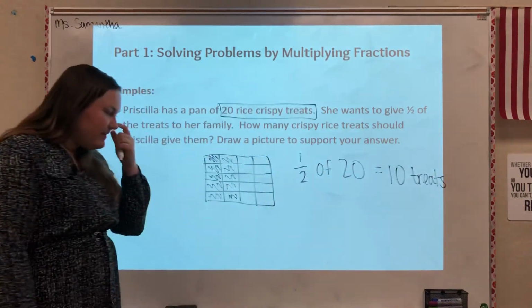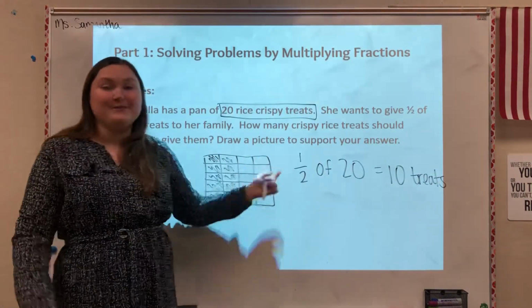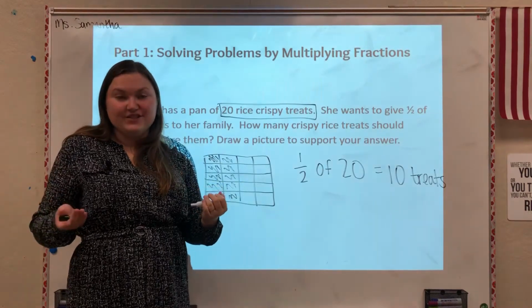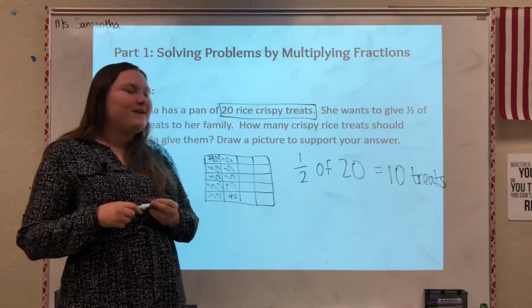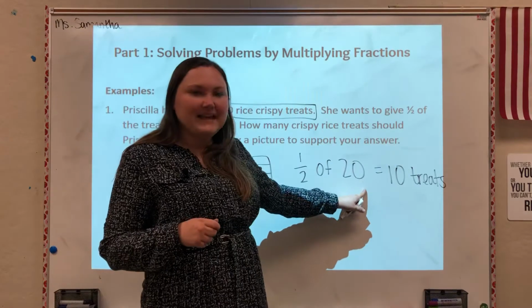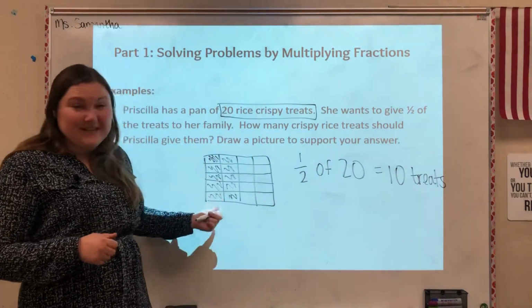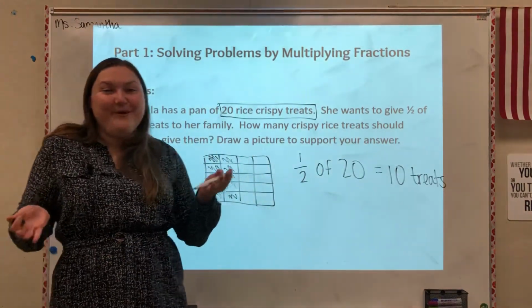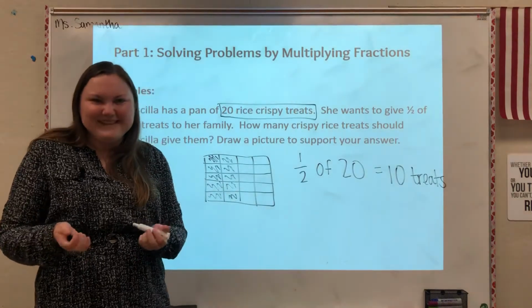Now I'm starting with this one here because 1/2 is one of the easiest fractions to do math with. A lot of people can figure out what half of something is just by using a picture or just by using what you know about what half of something means.